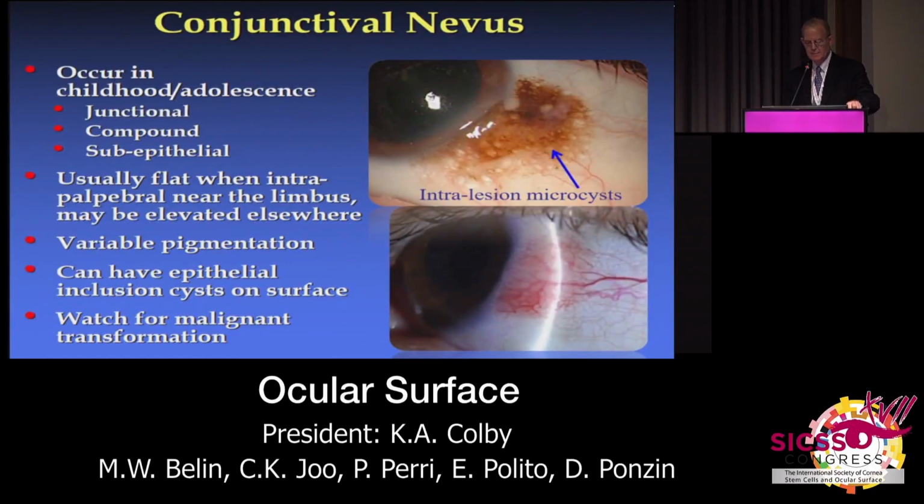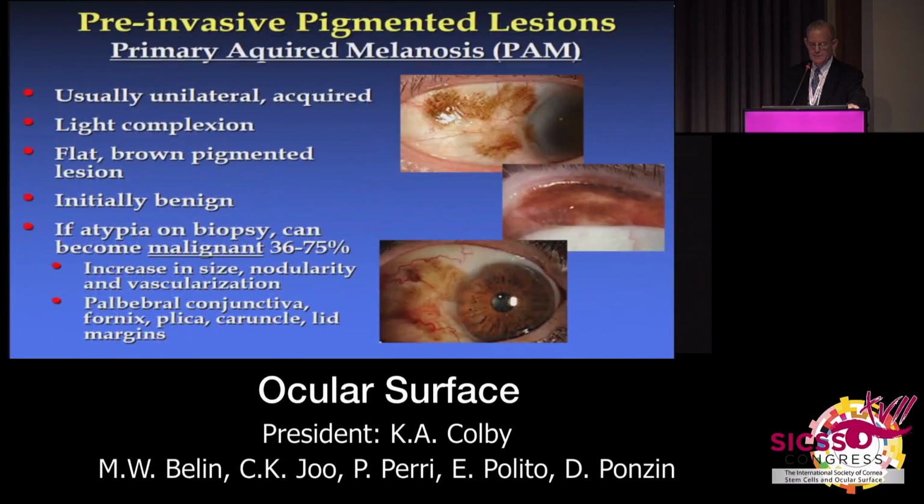Conjunctival nevus, like you see here, also occurs in childhood and adolescence, and tends to be either junctional, compound, or subepithelial. It's usually flat in the interpalpebral area near the limbus, although there can be a little bit of elevation, and there can be variable pigmentation. Highly pigmented like you see on the top right, barely pigmented on the bottom right. You can have inclusion cysts like you see on the top right on the surface, which tends to make you think it's more of a benign lesion, but you should watch these for potential malignant transformation in the future.